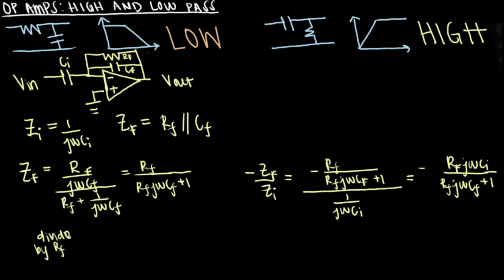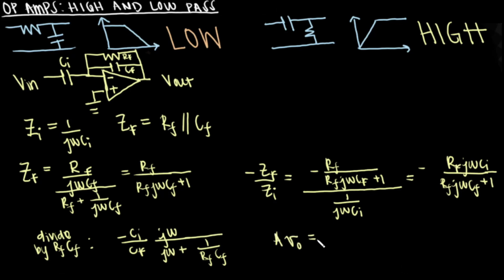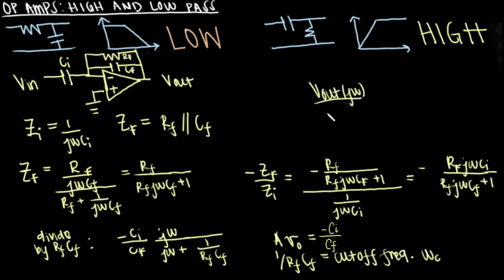We want to rearrange to get the first-order transfer function for an active high-pass filter, which is s divided by s plus omega c. We can do this by dividing the equation by Rf Cf to get negative Ci divided by Cf times j omega divided by j omega plus 1 divided by Rf Cf. We are now in the right format to be able to determine the gain and cutoff frequency. The gain, therefore, is negative Ci divided by Cf. The cutoff frequency is 1 divided by Rf Cf.